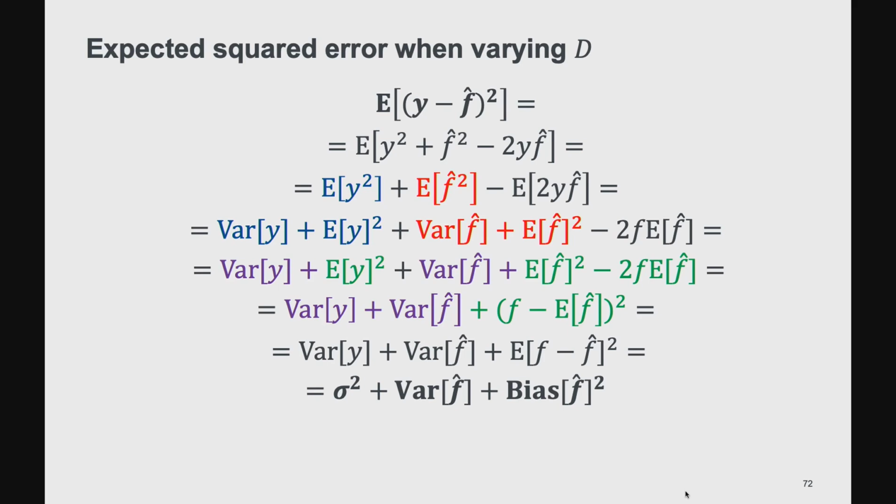So how far my predicted function is away from the true function squared, this is nothing else than the bias of my f hat. So my bias is how far am I away from the true function squared. The variance of f hat is just how wildly it fluctuates. And this is just the sigma squared from my residuals.